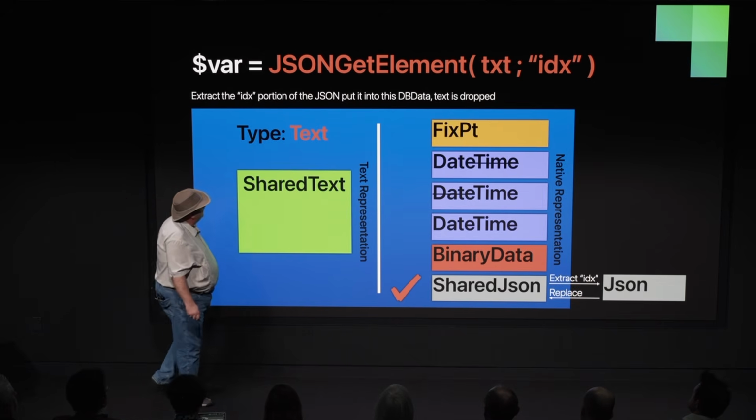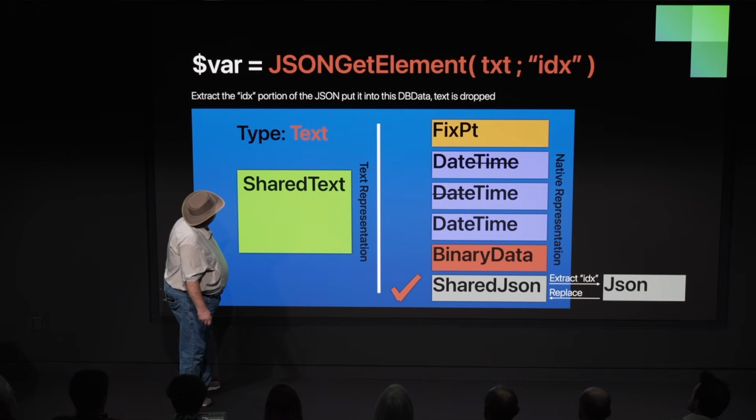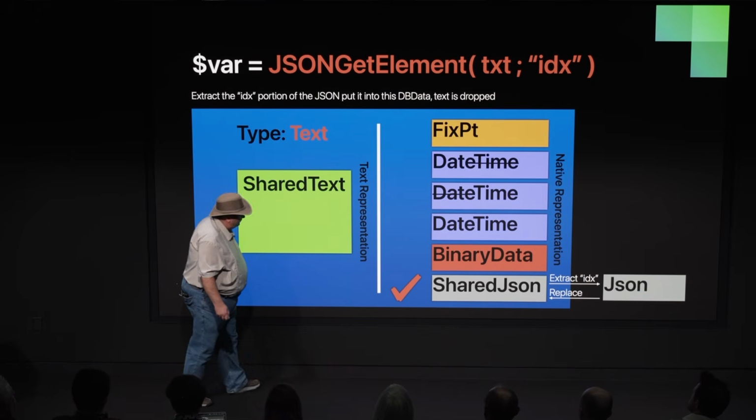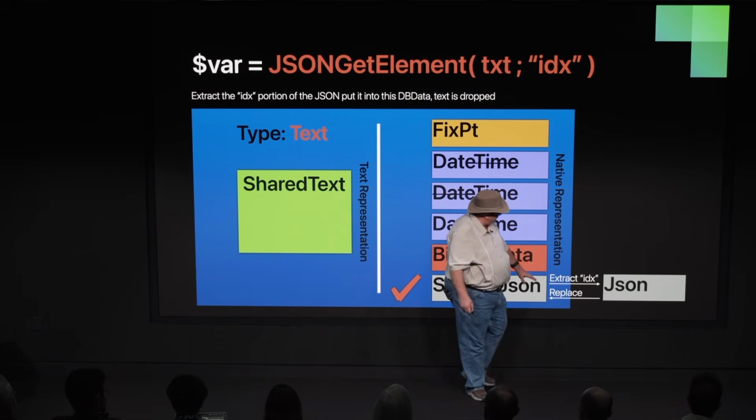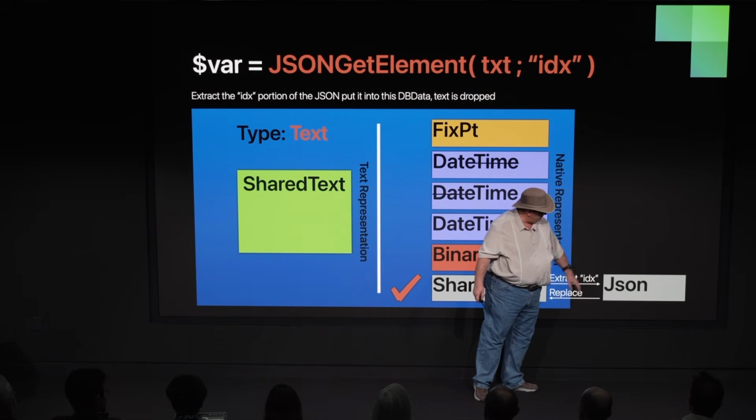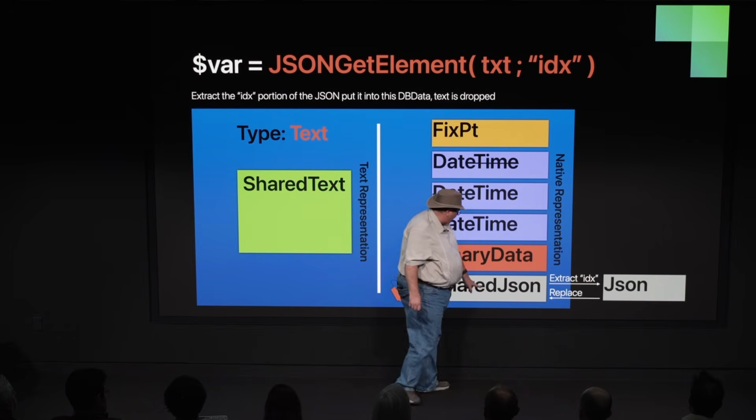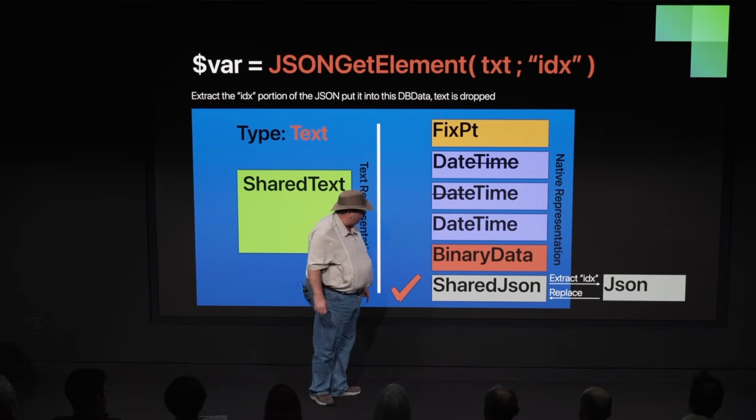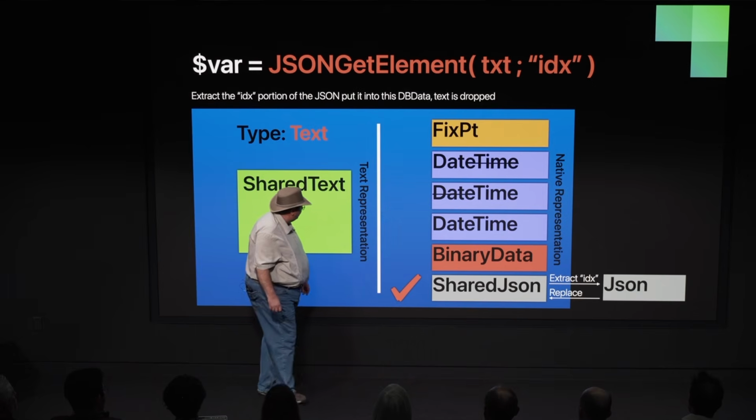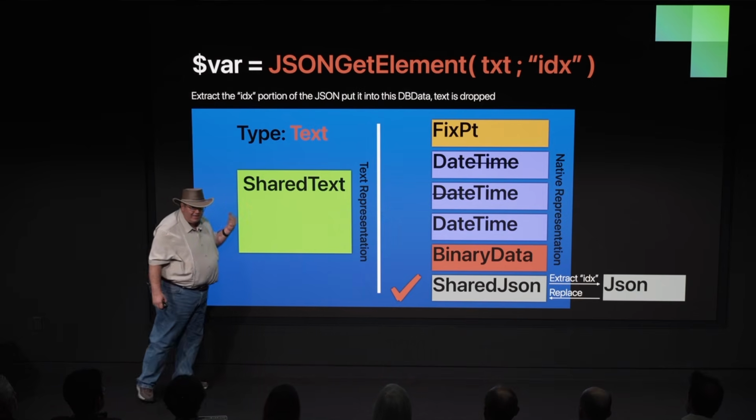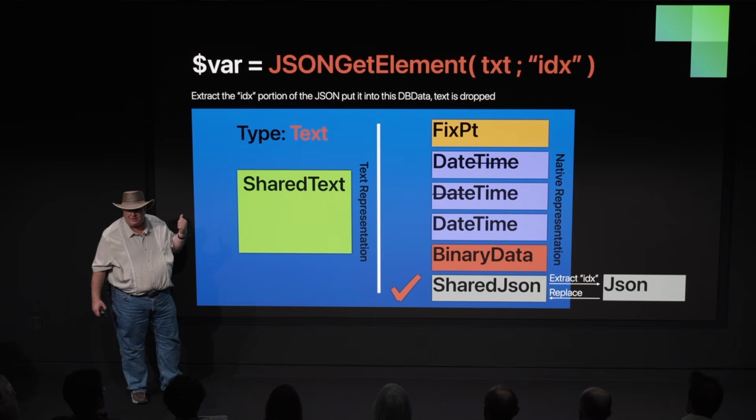So we've loaded in the text. We had the parse text over here. We extract the index node into just a free-floating JSON binary representation, and then we put it back in as a shared JSON object in here. But since this object changed and it's current, then the text in this DB data object has to be cleared and say the text is no longer valid.